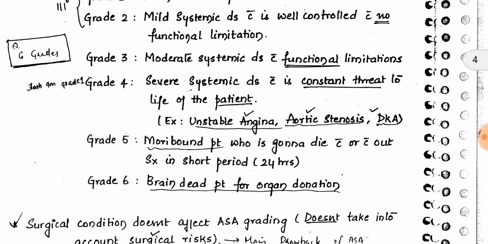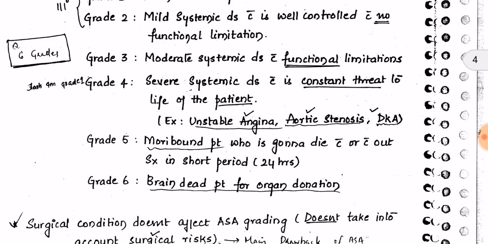This disease is a constant threat to the life of the patient. Okay, so we have to be very careful because there's a constant threat to the life of the patient in these cases. Okay, this is grade 4. This is very important. Remember this. Grade 4 means severe systemic disease, and we have given 3 examples as well.